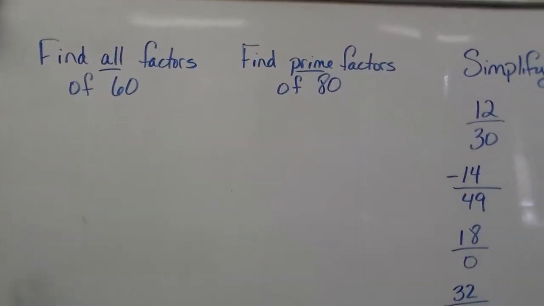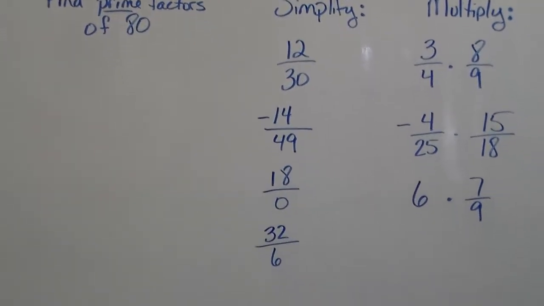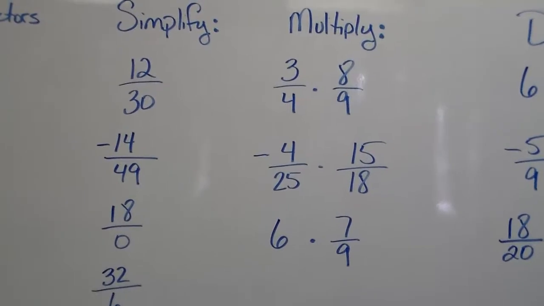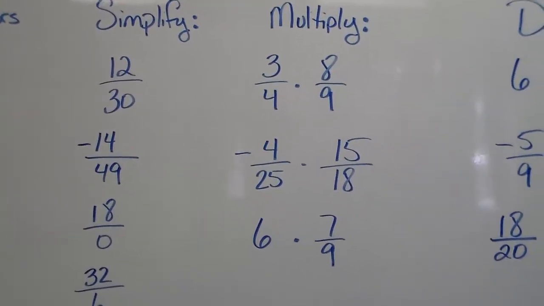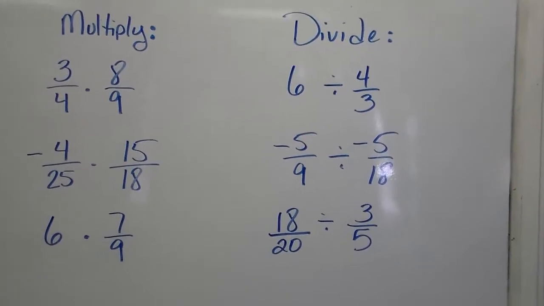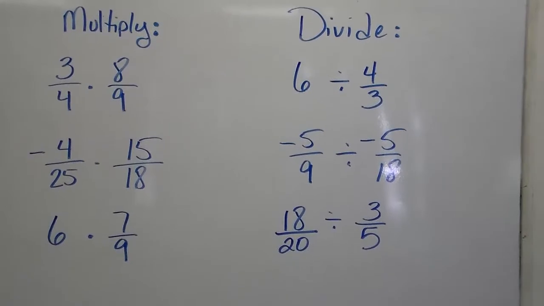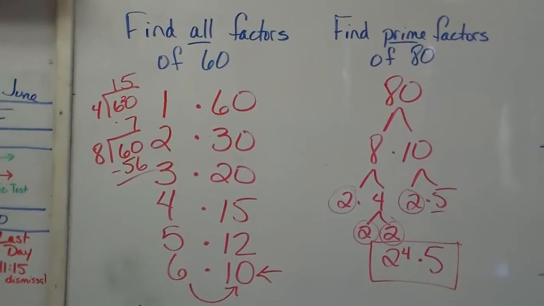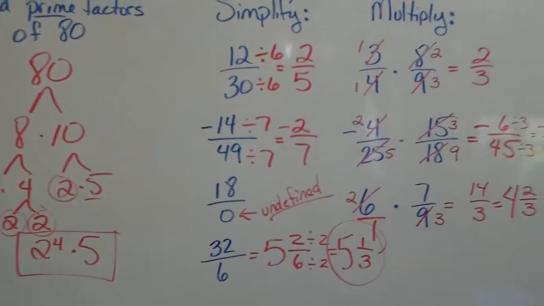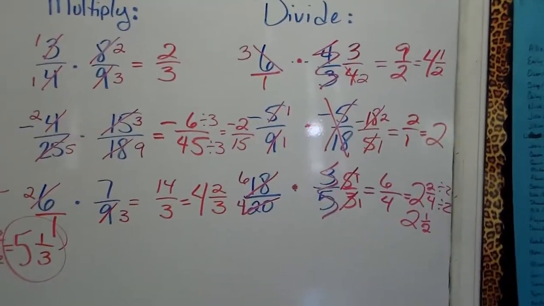Chapter 3 is where we start talking about factors. We need to simplify fractions. We need to be able to multiply and divide fractions using cross-canceling. So pause, copy these down, give them a shot, and then stay tuned. First, our quick answers, and then stay tuned for working them all out.